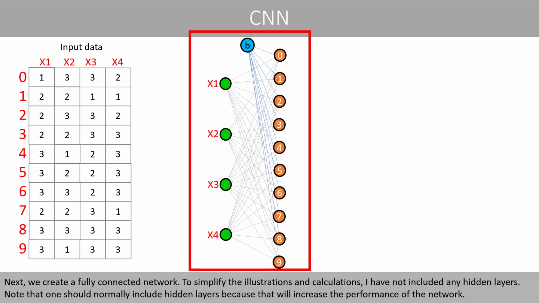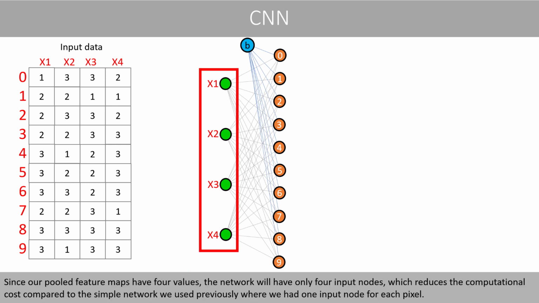Next, we create a fully connected network. To simplify the illustrations and calculations, I have not included any hidden layers. Note that one should normally include hidden layers because that will increase the performance of the network. Since our pooled feature maps have 4 values, the network will only have 4 input nodes, which reduces the computational cost compared to the simple network we used previously where we had 1 input node for each pixel.